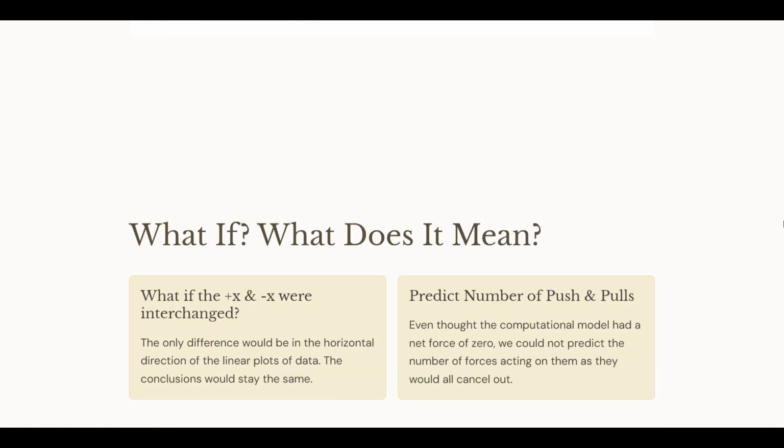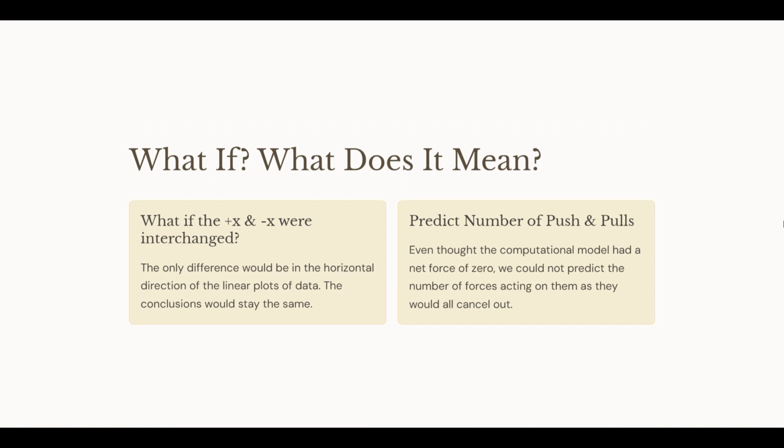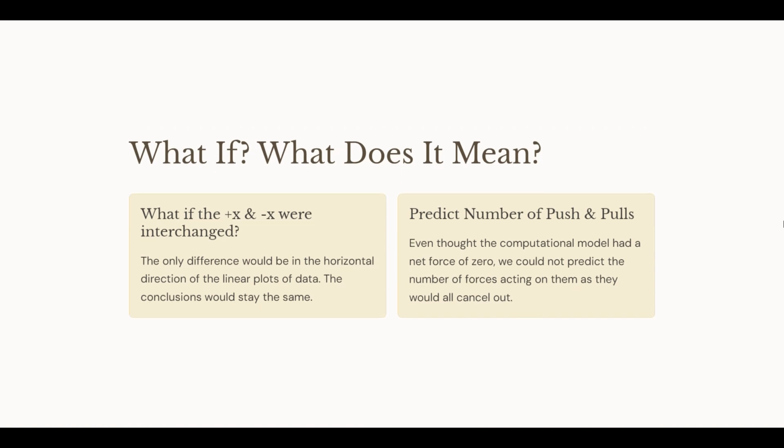Now what if, during the experiments, the direction of the x-axis were switched? The only difference would be in the horizontal direction of the linear plots of data. Instead of heading to the right direction, the plots would instead head to the left direction. The conclusions would stay the same. Both models would demonstrate Newton's first law of motion, while the physical model will show Newton's second law of motion.